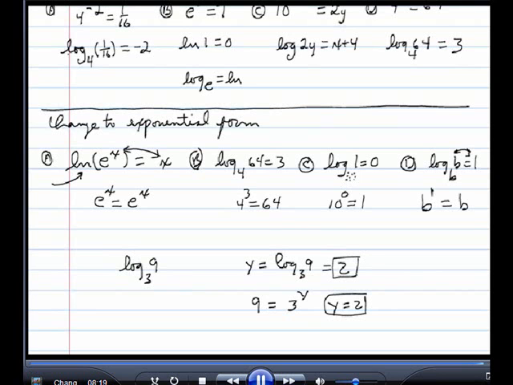And that completes the podcast on changing from exponential to logarithmic form.